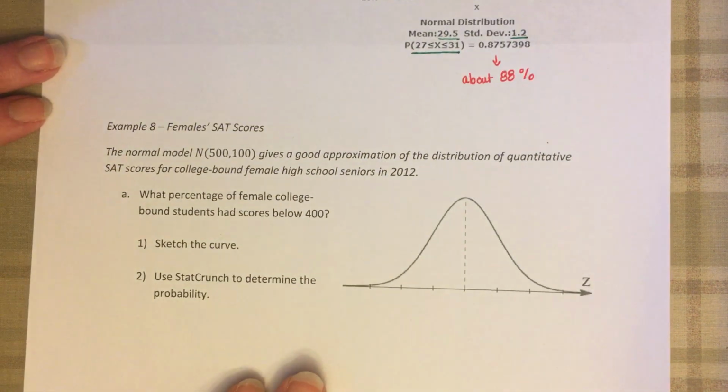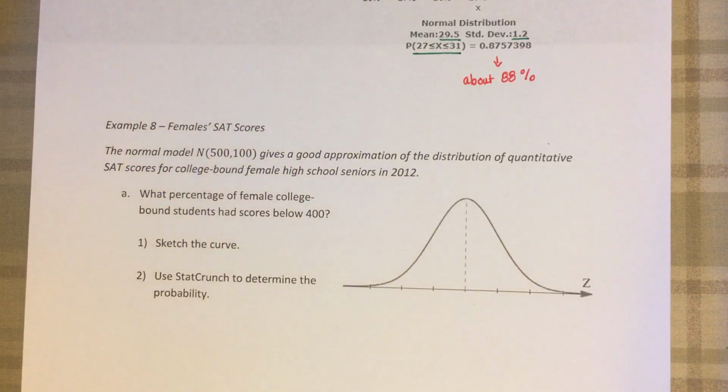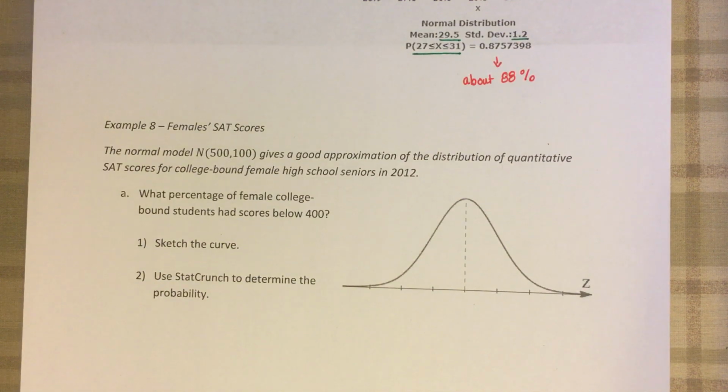All right, so for the next few examples, I'm going to talk through and show the different results that we get when we enter these into StatCrunch, talk a little bit about that, and then when I'm done, I will also post a video of a few screenshots, different things that we want to keep in mind as we are plugging things into StatCrunch. Okay, so in example 8, we are looking at a normal model, 500, 100.